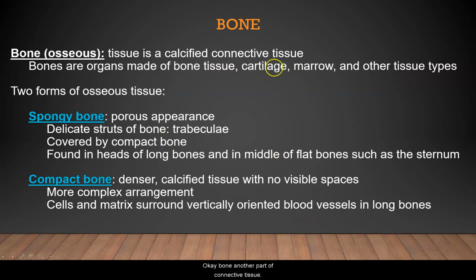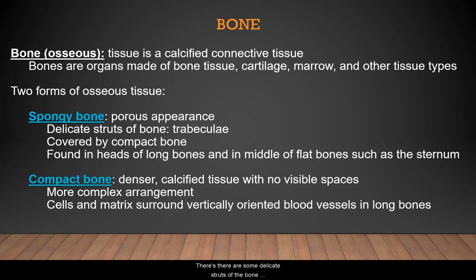Okay, bone, another part of connective tissue. You might not have thought about it, but bone is a tissue made of calcified connective tissue. Bones are actually organs that are made up of bone tissue, cartilage, marrow, and other tissue types. And there's two forms of osseous or bone tissue: spongy bone and compact bone. Spongy bone has a porous appearance, like a sponge, right? SpongeBob is absorbent, yellow, and porous, right? Meaning it has holes in it.